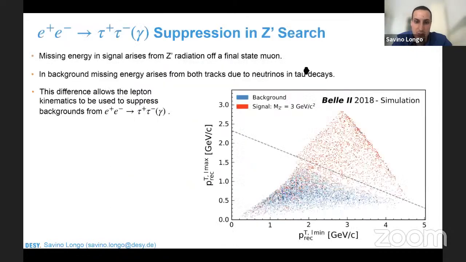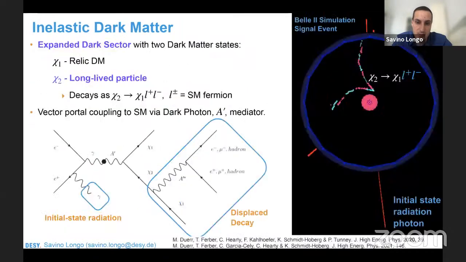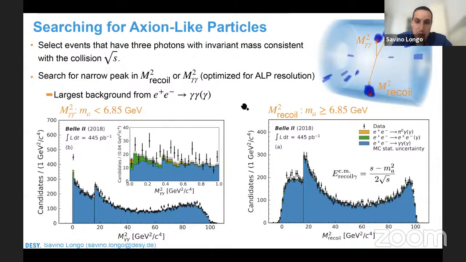So if I go back to the slide where we were on, when we look for a signal, if we're looking for an ALP mass below 6.85, we use the distribution on the left because we would have better resolution. Whereas for the higher ALP mass, we use the distribution on the right because it would have higher resolution with this variable.